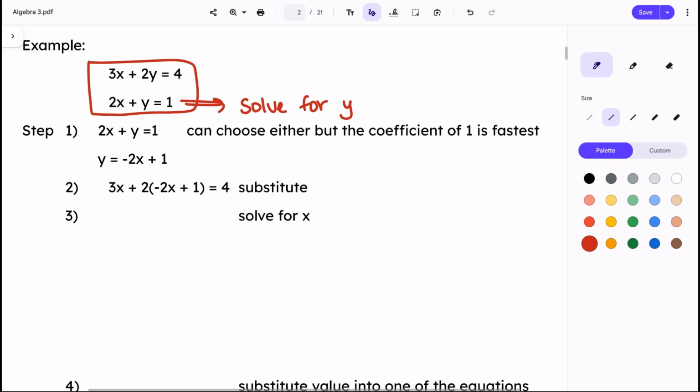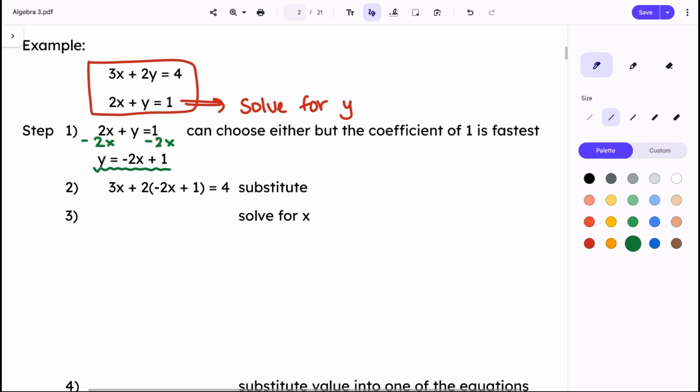Really, you could choose either one. You could solve for the y on the top, or you could solve for either of the x's, but solving for the y on the bottom is going to be the fastest way to get this done. And I'm not going to have to work with too many weird numbers like fractions and decimals, so I'm going to avoid that if I can. To solve this for y, I just need to move this 2x over, so all I have to do is subtract it. And so I get this new expression, y equals negative 2x plus 1.